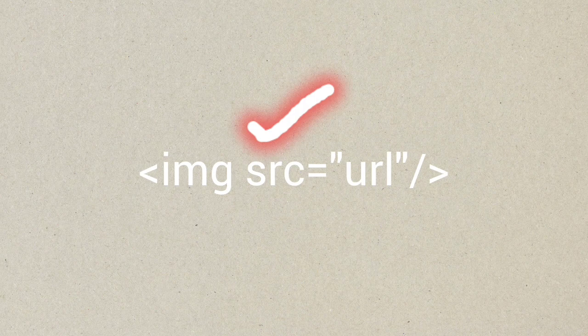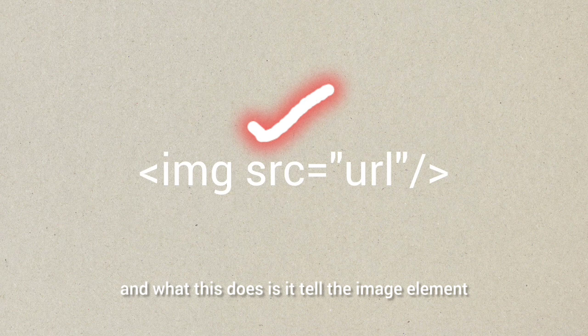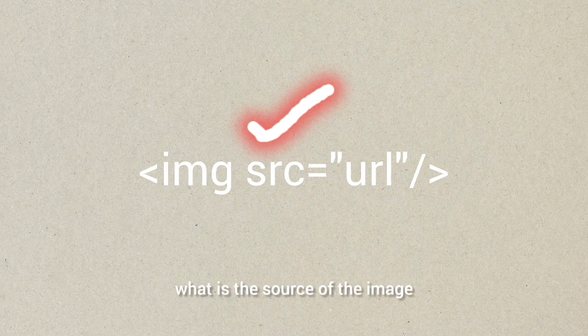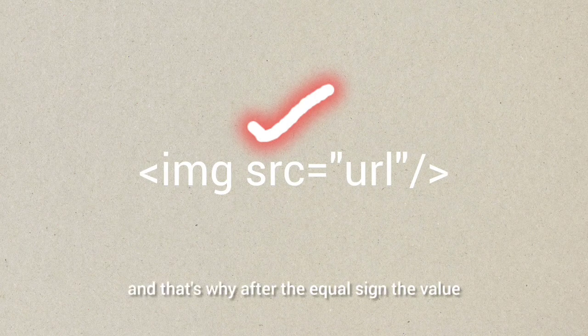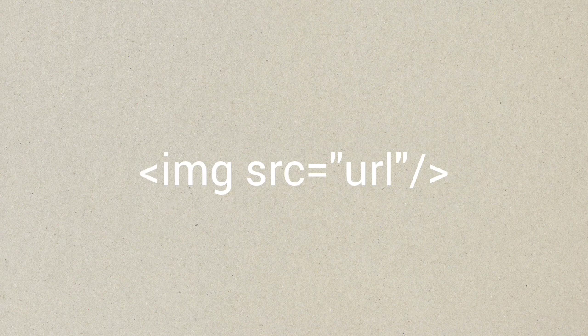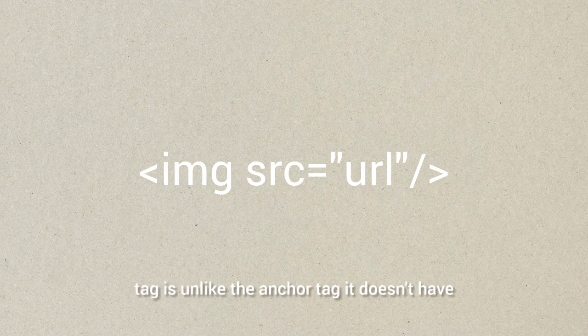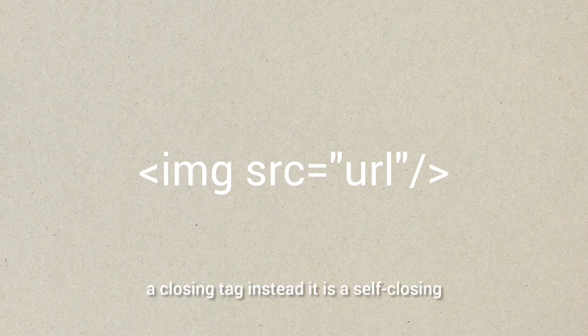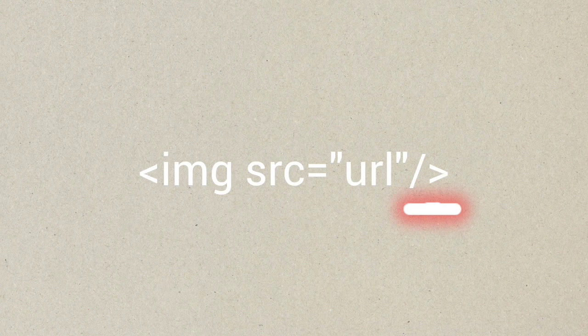source. And what this does is it tells the image element what is the source of the image, and that's why after the equal sign the value is going to be the location of the image. One last thing to notice about the image tag is unlike the anchor tag, it doesn't have a closing tag. Instead, it is a self-closing tag, also known as a void element.